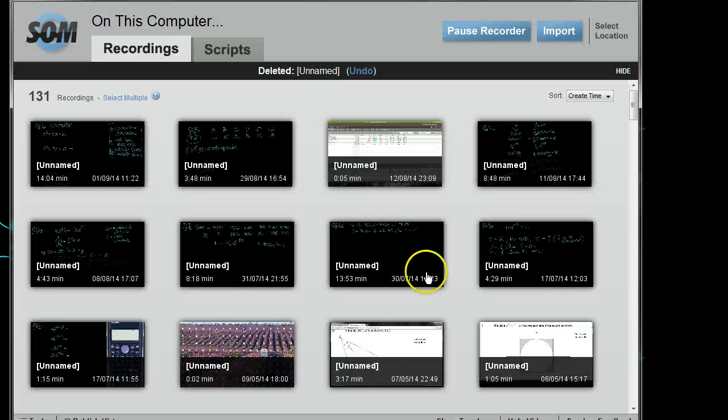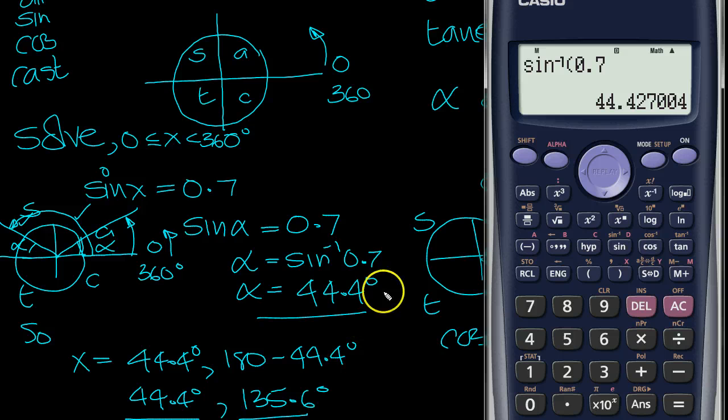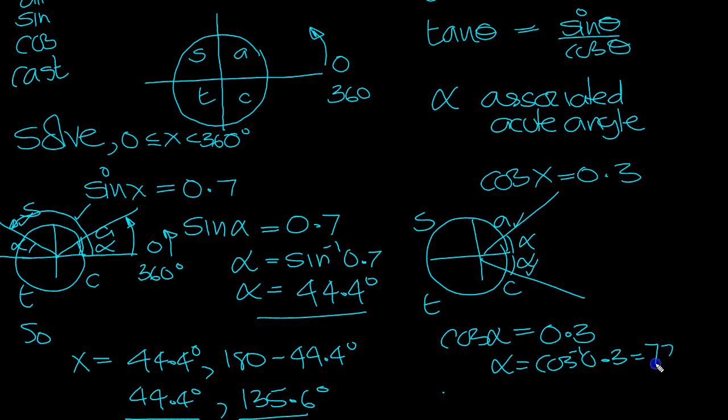Shift cos, 0.3. We'll do it to the nearest degree now. Oops. Shift cos of 0.3. 72.54. I'm going to do it to the nearest 1 dp. 72.5 degrees.